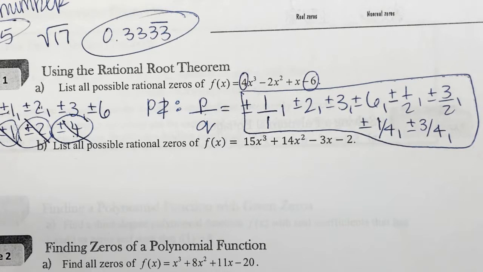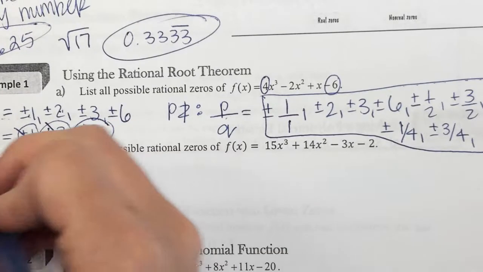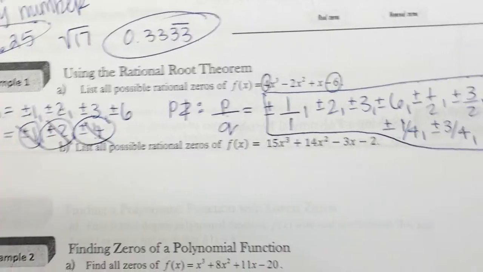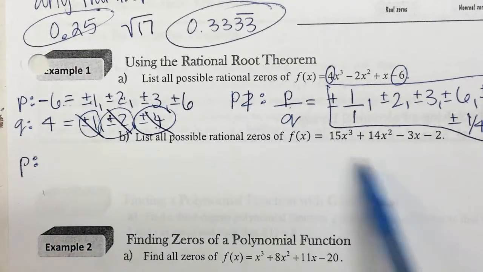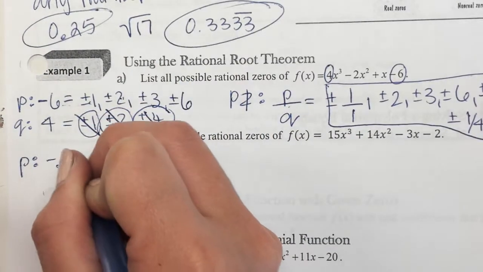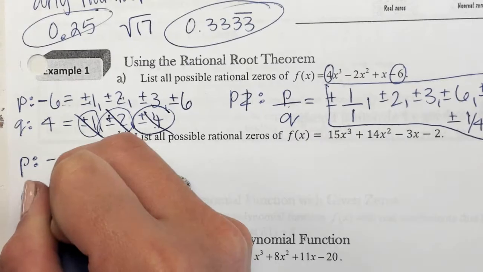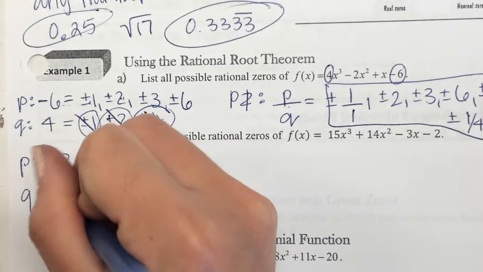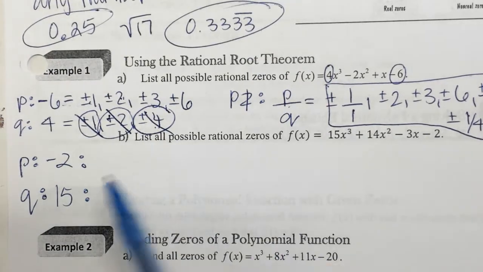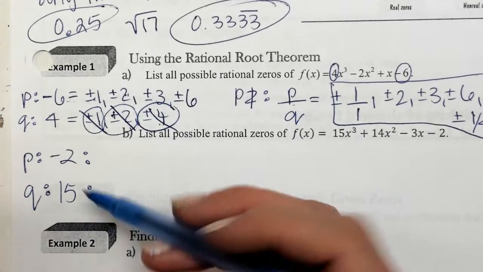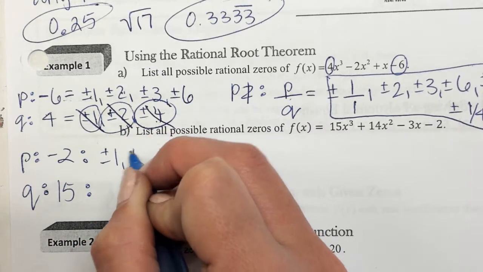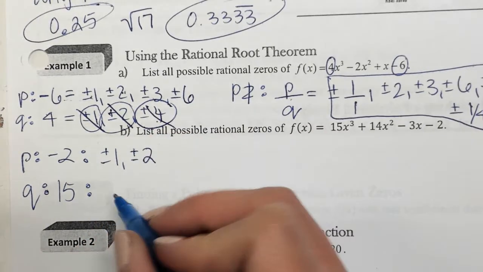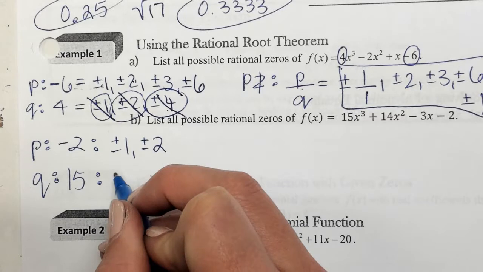Questions about that one? Alright, next one. So what is my p in this one? If the last one was p equals -6, this one is -2. Our last term, what is q? 15. Alright, Brandon, list all the factors of -2. And good. Alright, Abigail, list all the factors of 15.